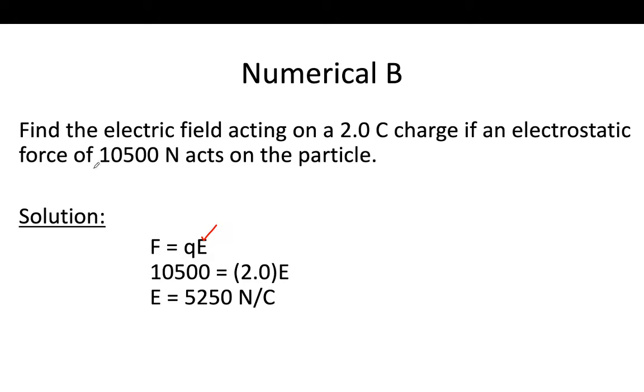If an electrostatic force, already given, acts on the particle, we have to find the electric field. This we have to find, and charge Q is given to us. So now we have the value of F and the value of Q, but we have to find the electric field E. First we put the force value, that is 10500 Newton, and the Q value is 2.0 coulomb. So E will be 5250 Newton per coulomb.